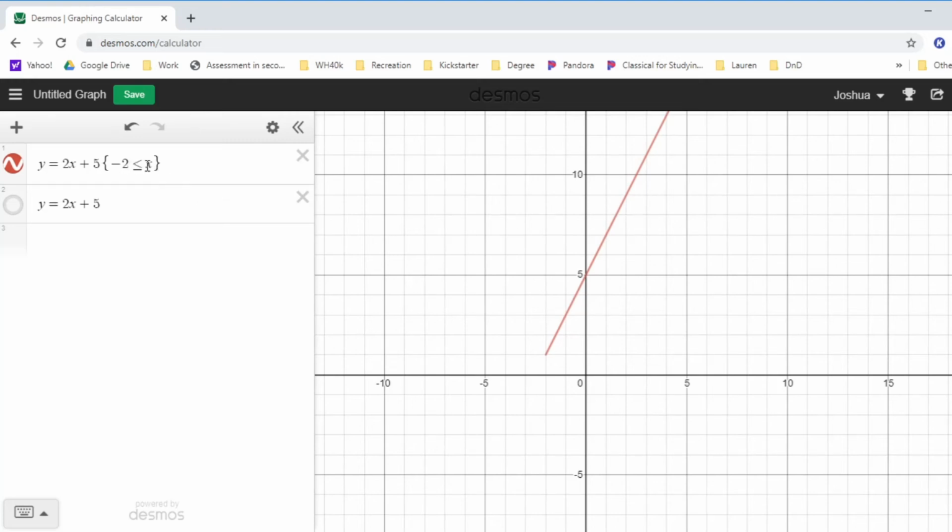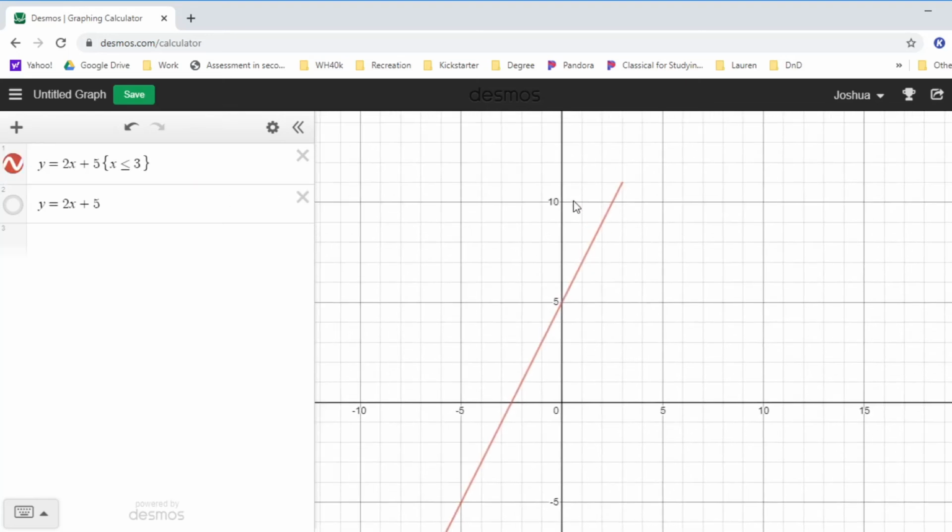Okay. Same thing works the other way. So if x is less than a number, like let's say less than 3, you can see the graph only exists up to 3, but doesn't go past 3. It only exists when x is less than or equal to 3.